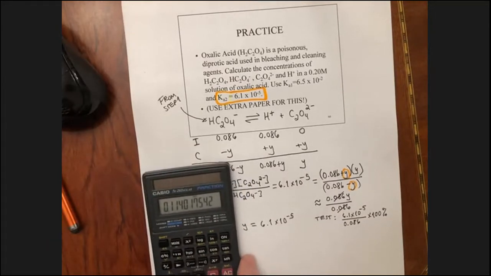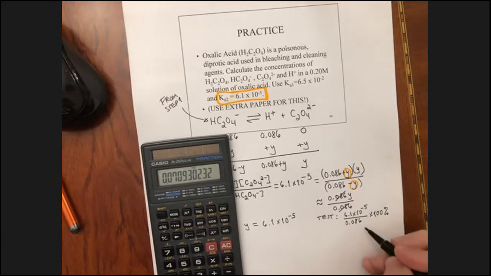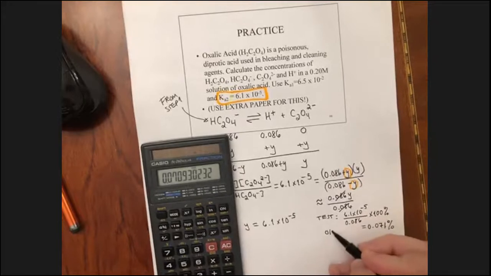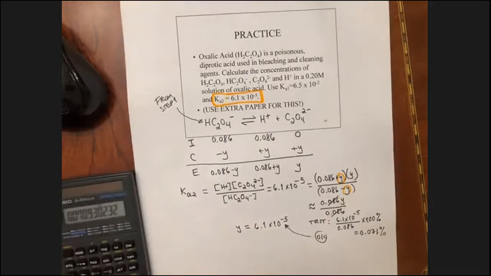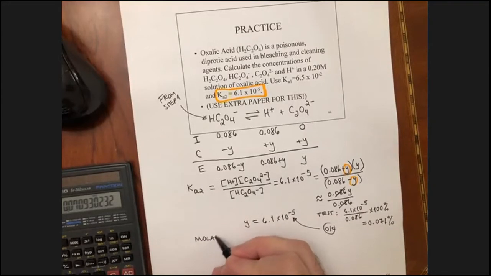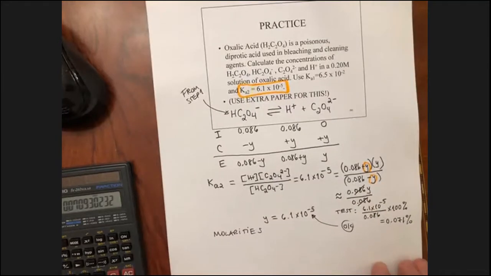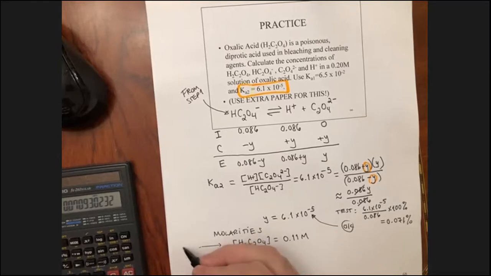Let's see. 6.1 minus 5. Ooh, it's very, very, very small. 0.071%. So that means that our approximation is okay. So now, what we have to do is finish calculating our molarities. We already have that the oxalic acid had a molarity of 0.1 molar. That was called step 1.